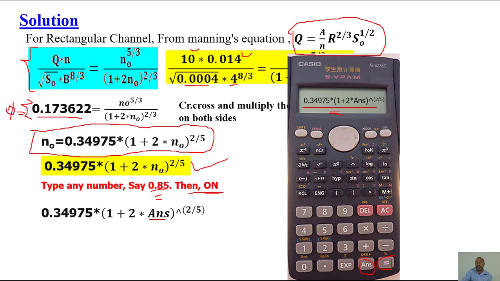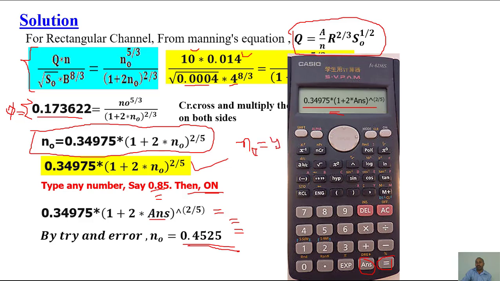You click this answer, which you have already saved, then equal, again continuously by trial and error. If you click equal continuously, then the result will be this one. You see from the table again, we can read out phi. Then finally, N naught will be Y naught over B. Y naught over B is the general expression.